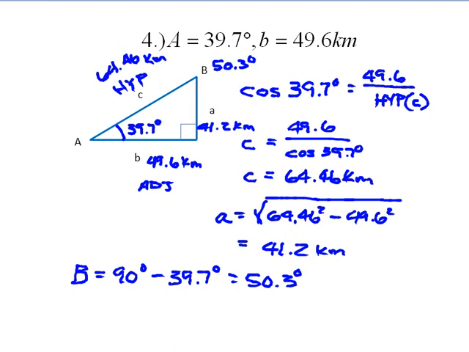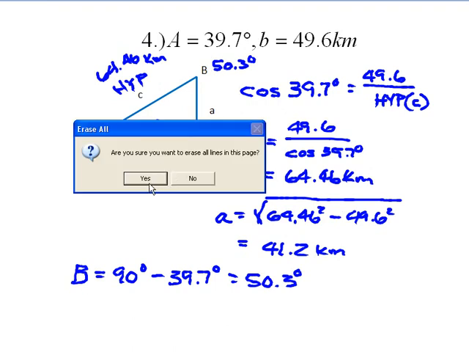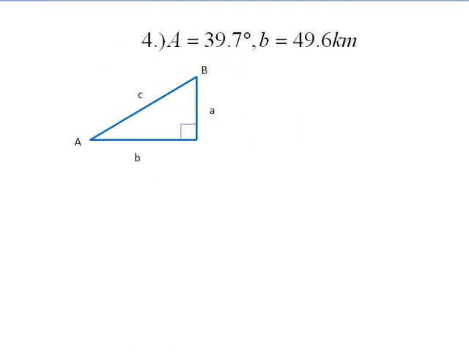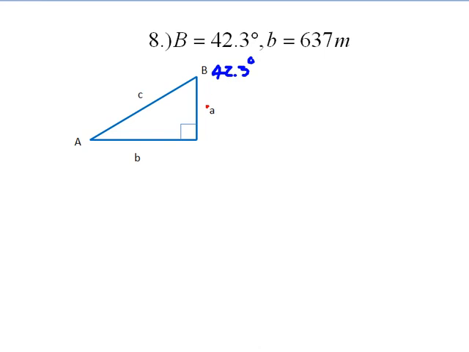All right. Let's see what we have next. Okay, we're given angle B at 42.3 degrees, side B as 637 meters.